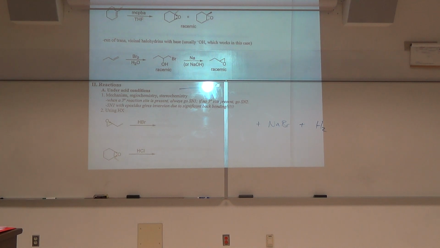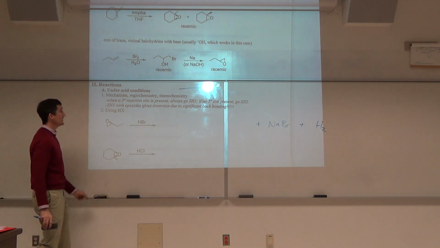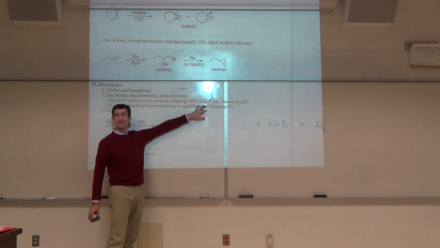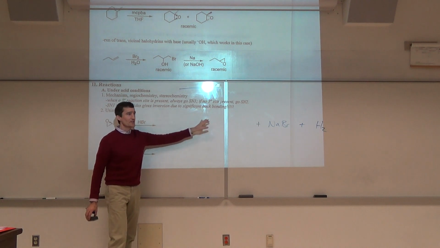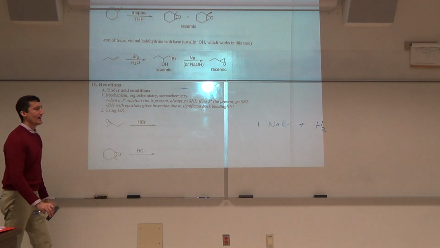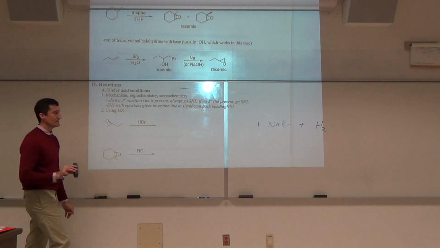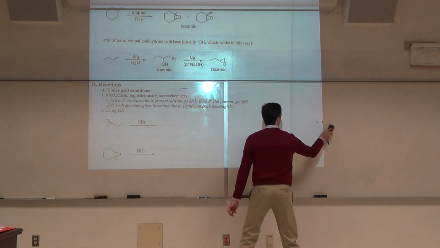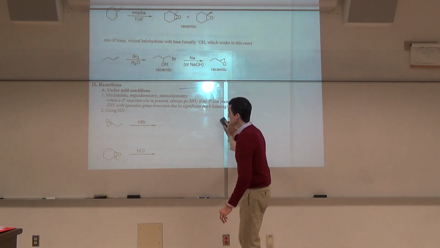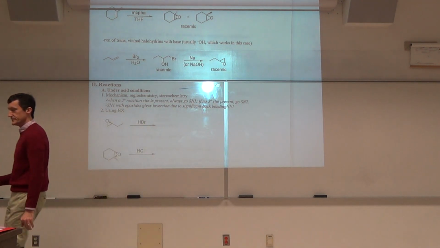That's different, right? Usually SN1 gives racemic. Why does it give inversion? Somebody tell me. Very good. Because of significant back bonding. We'll explain that. It's actually a blend between SN2 and SN1.